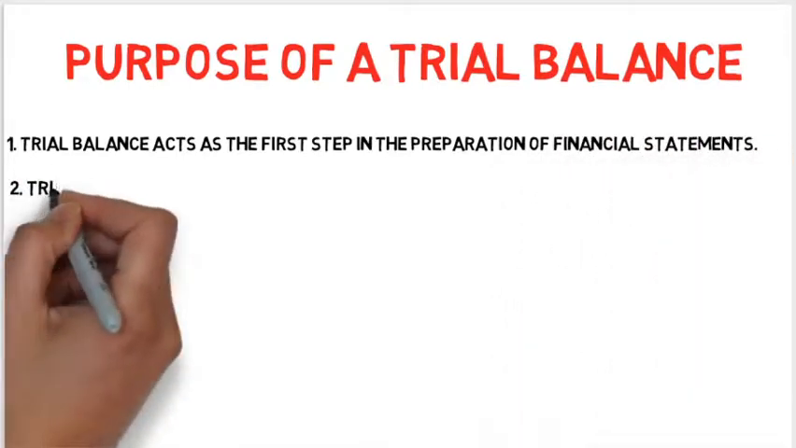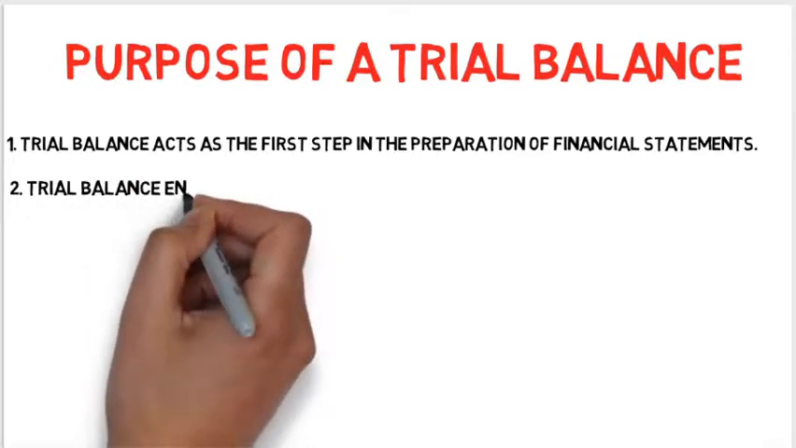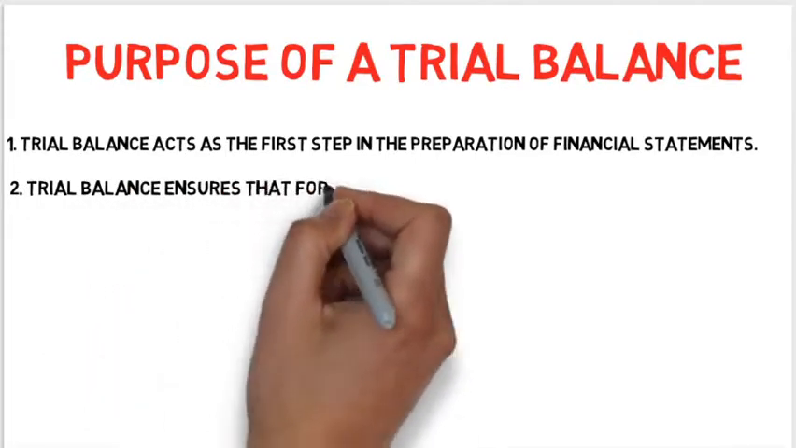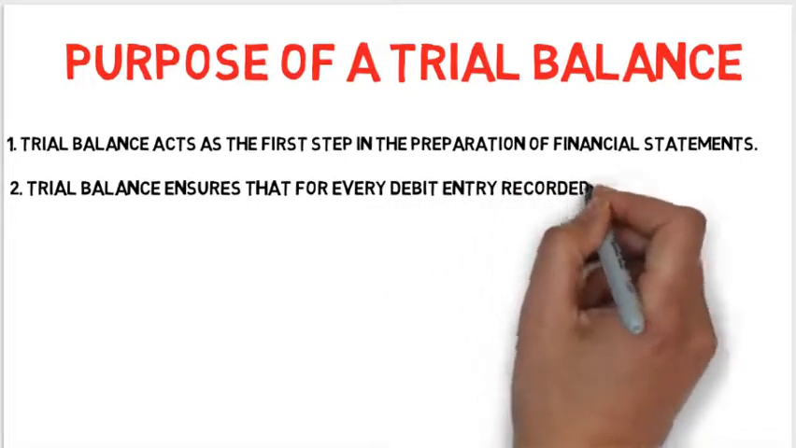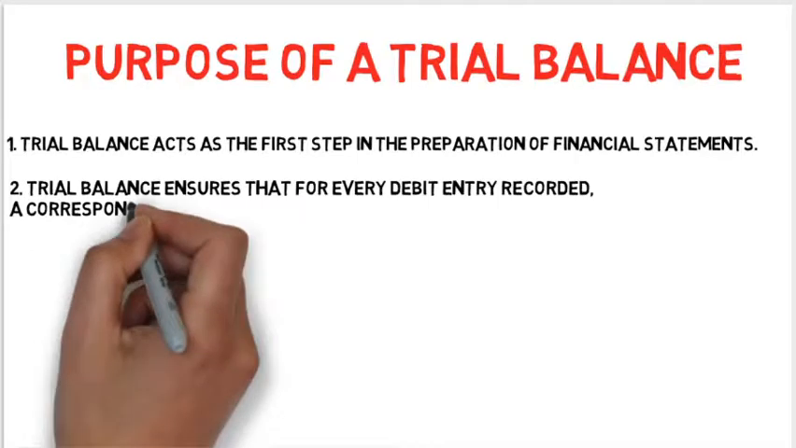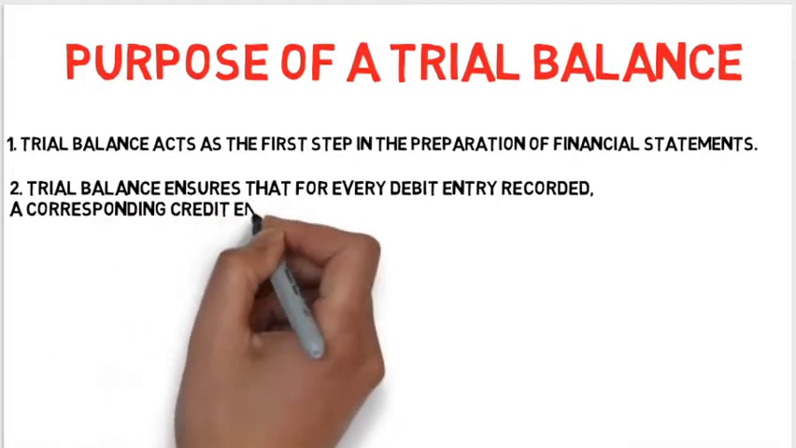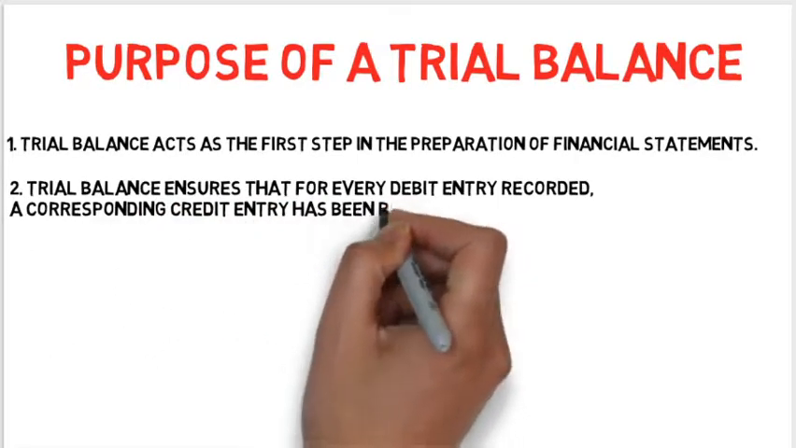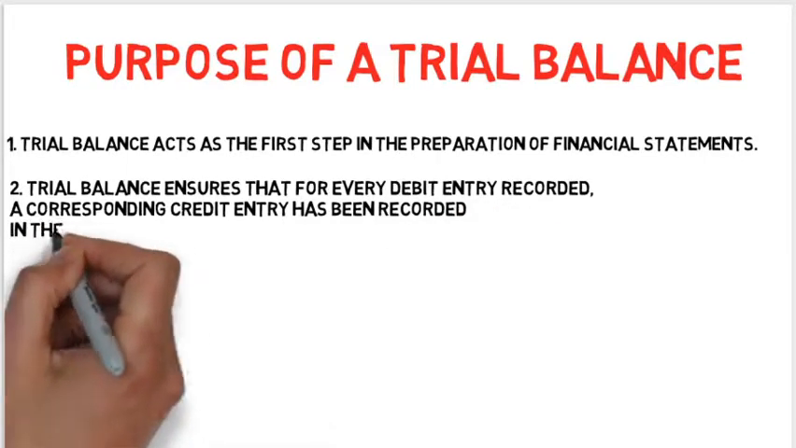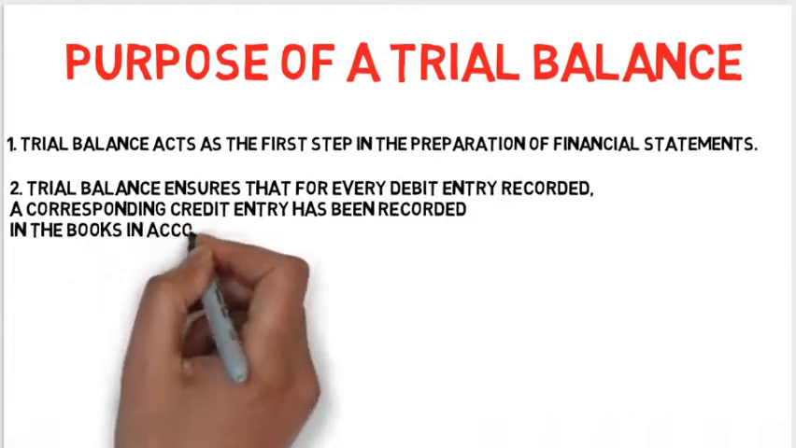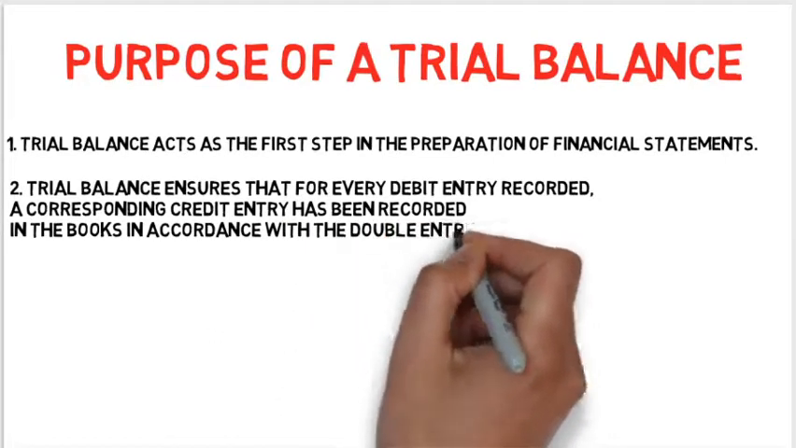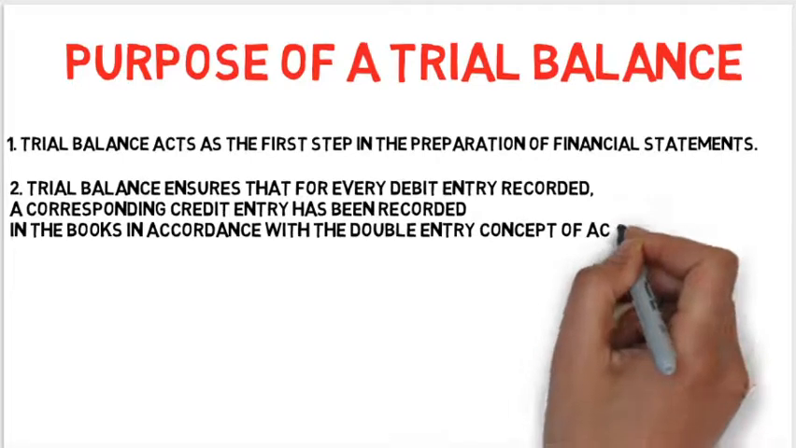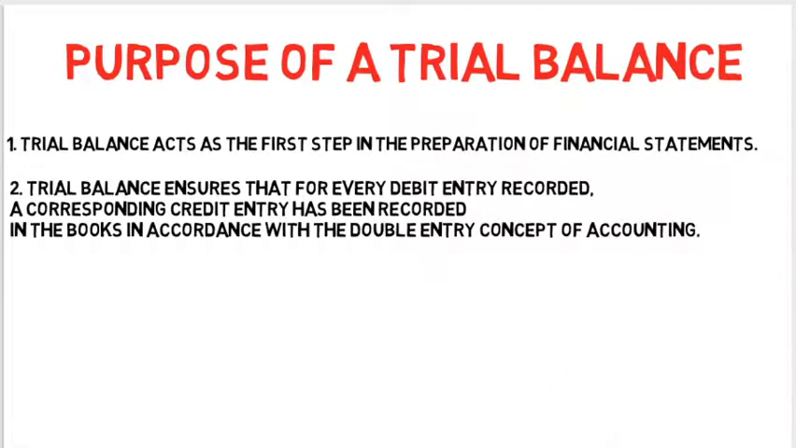Second, trial balance ensures that for every debit entry recorded, a corresponding credit entry has been recorded in the books in accordance with the double entry concept of accounting. If the totals of the trial balance do not agree, the differences may be investigated and resolved before financial statements are prepared. Rectifying basic accounting errors can be a much lengthier task after the financial statements have been prepared because of the changes that would be required to correct the financial statements.